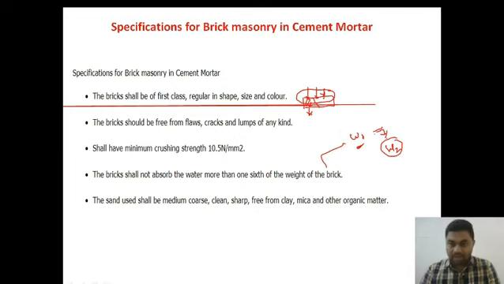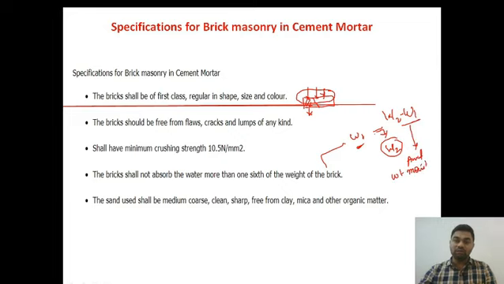the brick. This difference, W2 minus W1, gives the weight of moisture absorbed by the brick. That should not be more than 1/6 of W1. This W2 minus W1 should not be more than 1/6 of W1.